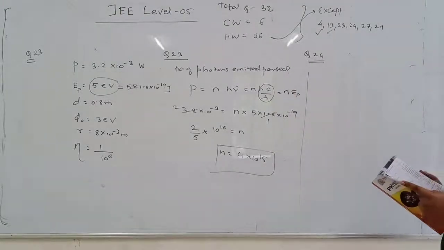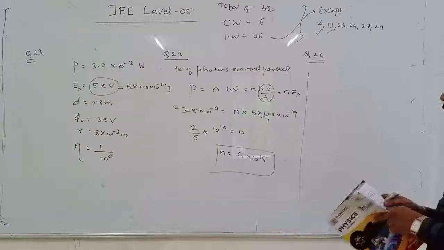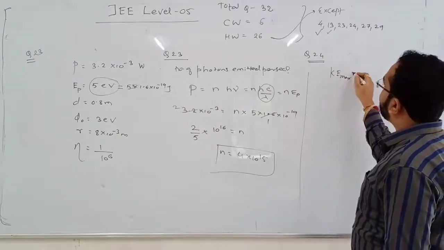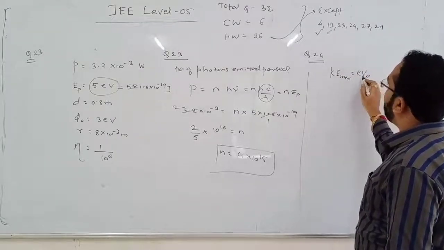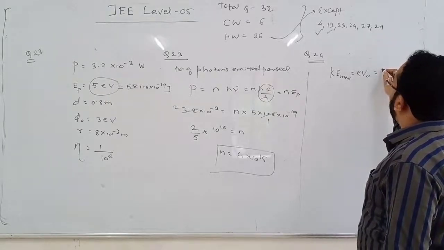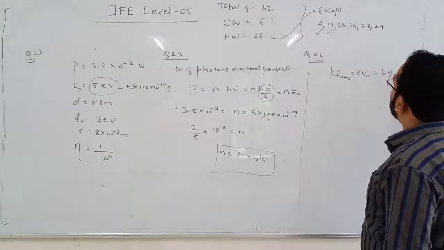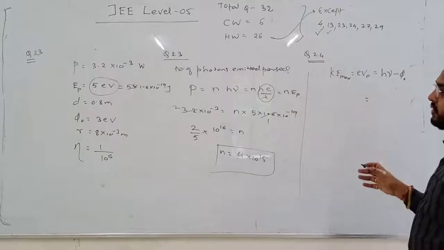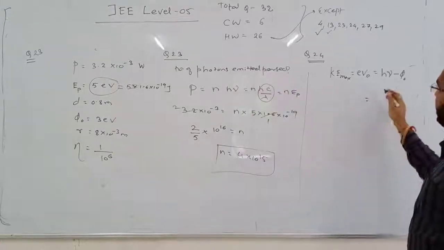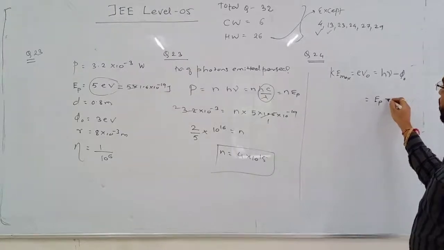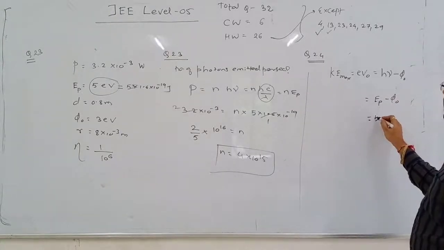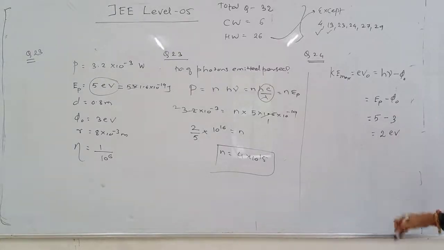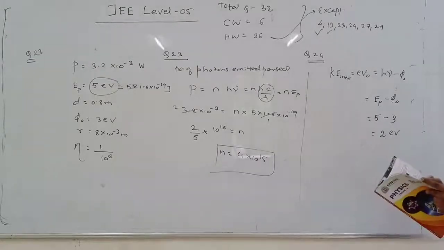Now what is question number 24? Find the maximum kinetic energy of the photoelectrons. The maximum kinetic energy, or eV naught, stopping potential into e, is equal to energy supplied h mu minus work function. Very simple question. Once you understand the comprehension, the questions are very easy. This question follows that pattern. h mu, which is nothing but the energy of photon, minus work function. This energy is given as 5, minus work function 3. 5 minus 3 is 2 electron volt.